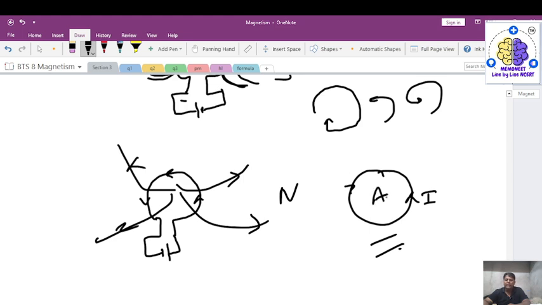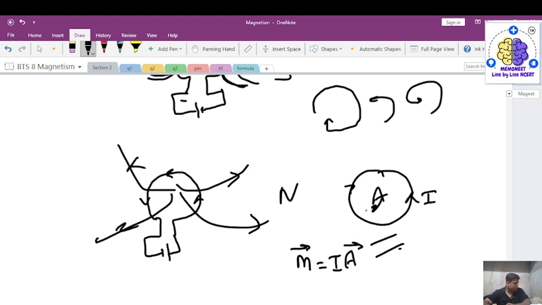And if the current flowing in the loop is I, and the area enclosed by the loop is A, then the magnetic dipole moment M is given as I into A. Magnetic dipole moment being a vector quantity, we write it like this. It means that the magnetic dipole moment is in the direction of the area vector, right? It is definitely in the direction of the north pole, meaning it moves out of the north.